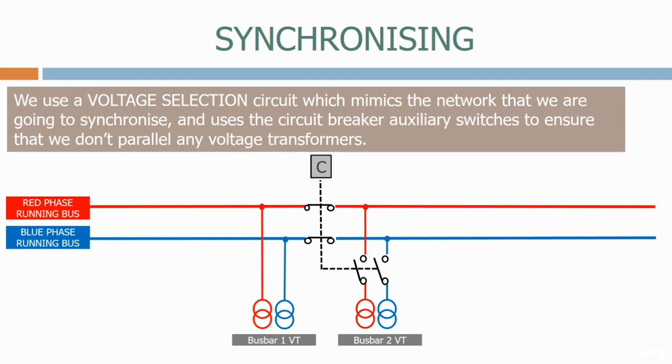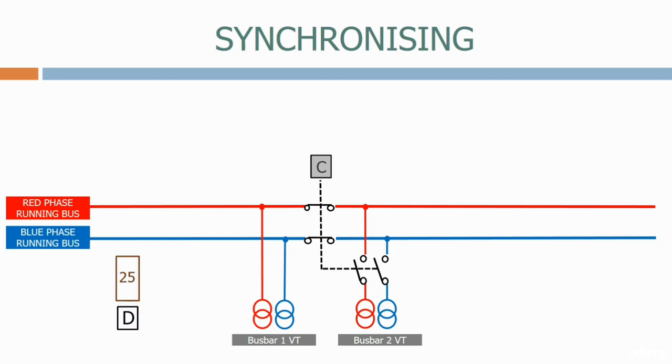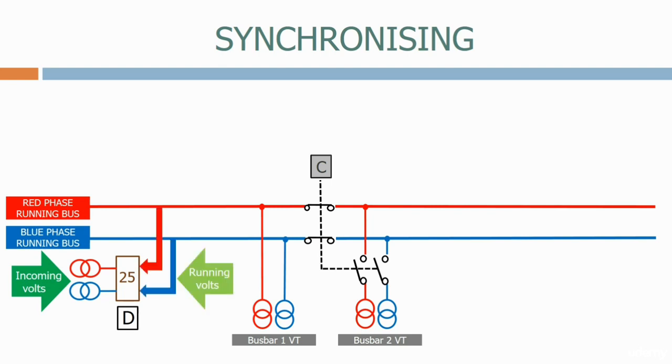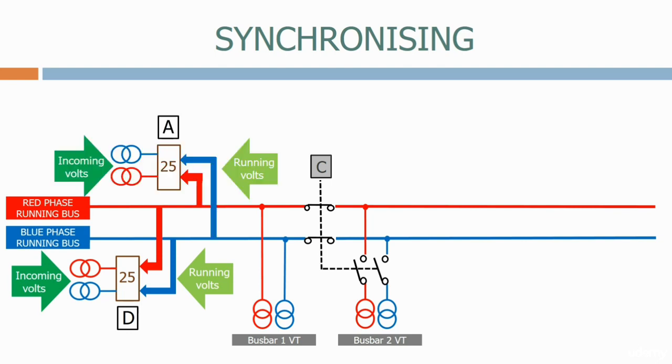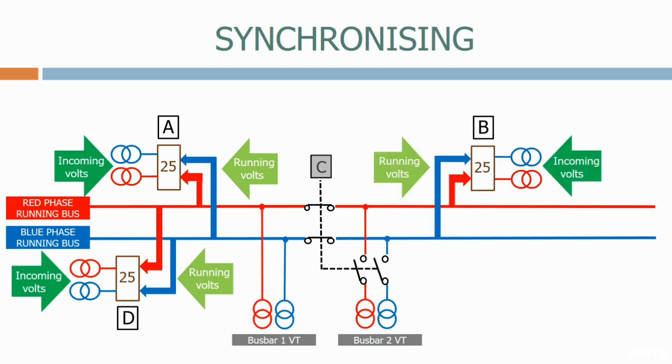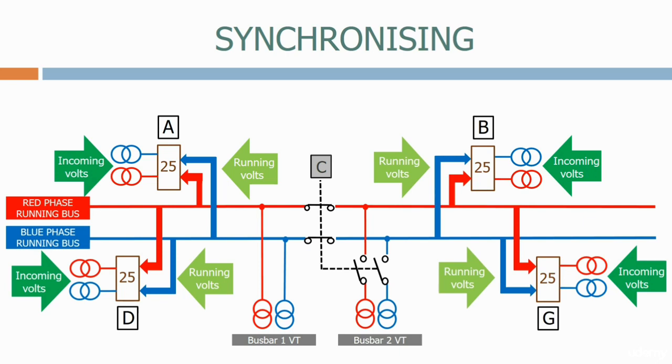Let's now add the check sync relay for feeder D. The incoming volts is fed from the voltage transformer on its own feeder. We then take the running volts from the red phase and blue phase running buses. We repeat this connection for all the other circuits on busbar number 1. We then connect all the circuits connected to busbar number 2 onto the running buses for number 2.